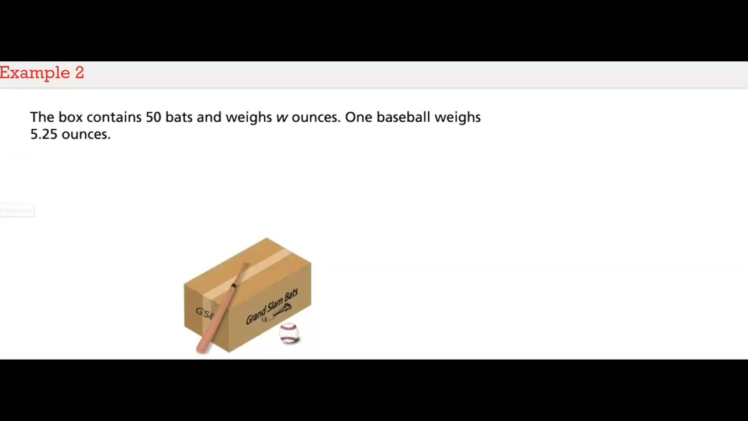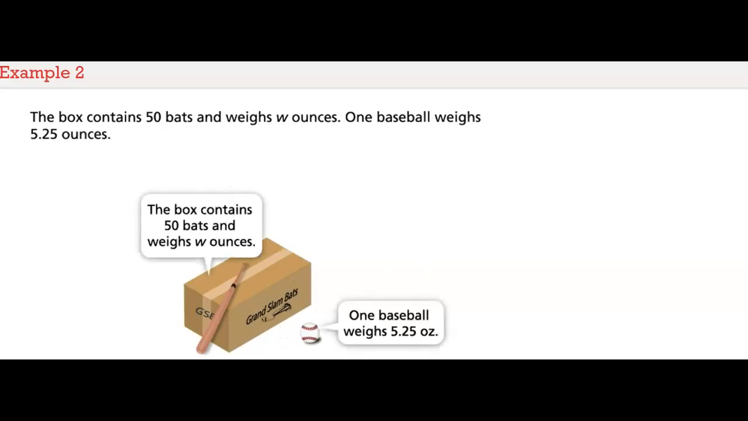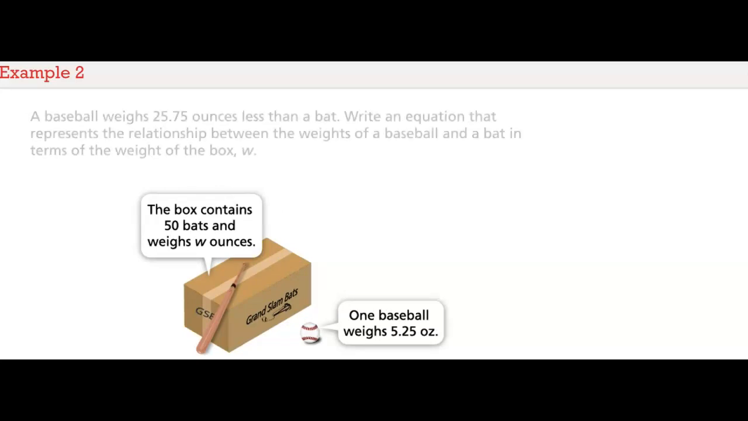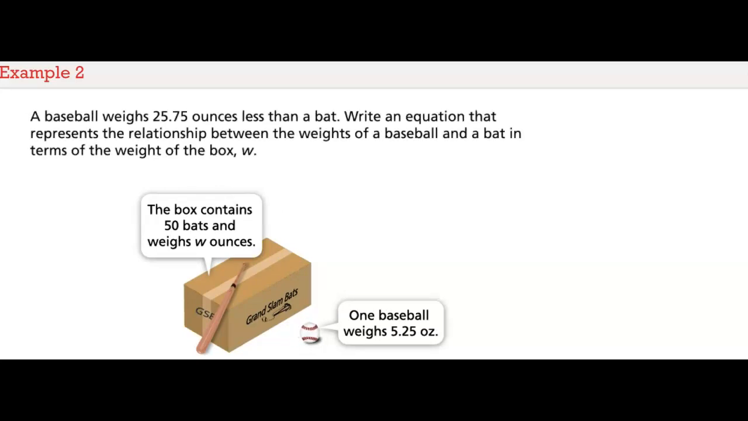The box contains 50 bats and weighs W ounces. One baseball weighs 5.25 ounces. A baseball weighs 25.75 ounces less than a bat. Write an equation that represents the relationship between the weights of a baseball and a bat in terms of the weight of the box, W.